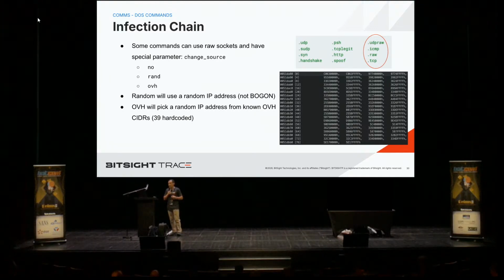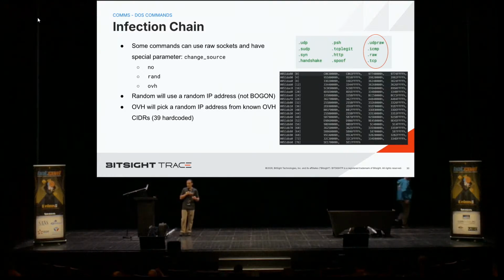These commands try to use raw sockets. To use raw sockets, the binary needs to run as sudo, or needs to have the net raw capability. If it doesn't, it will fall back to using normal sockets. But the interesting thing here is that these commands receive an argument that we call change source that can take 3 values. With no, basically nothing happens. Then we have rand. When it's set to rand, they change the source IP of the packet to a random IP.